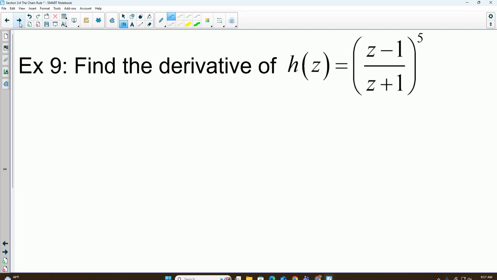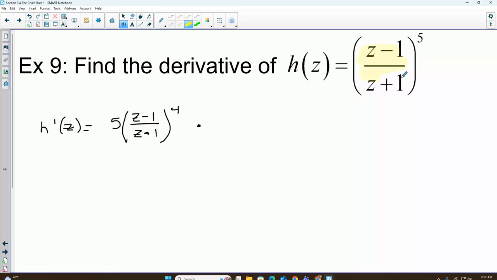So if I start doing my chain rule, this one's uglier because I have a fraction within it, but the general premise is the same. We do the derivative of the outside. So my 5 comes down, inside stays the same. Subtract 1 from the power, so it's now to the 4th. Times derivative of the inside.